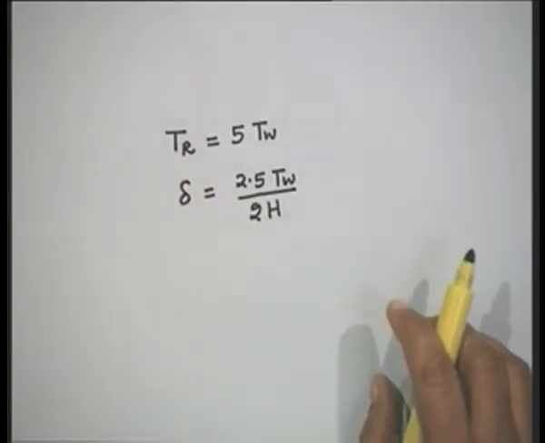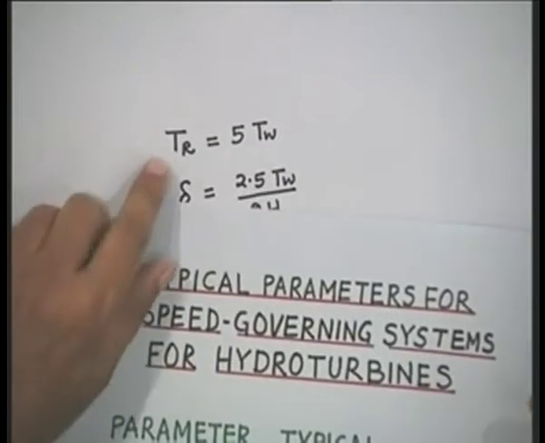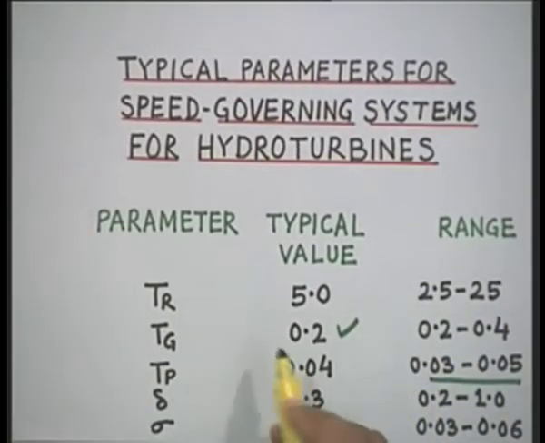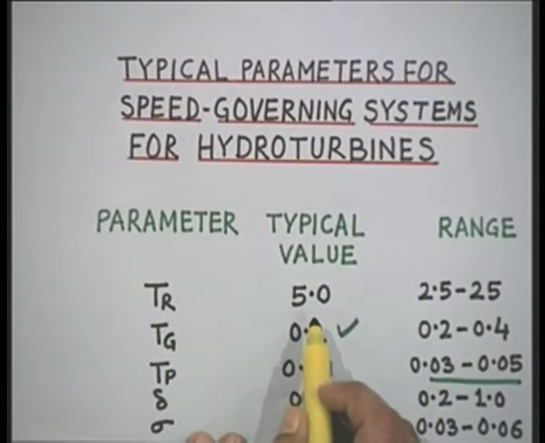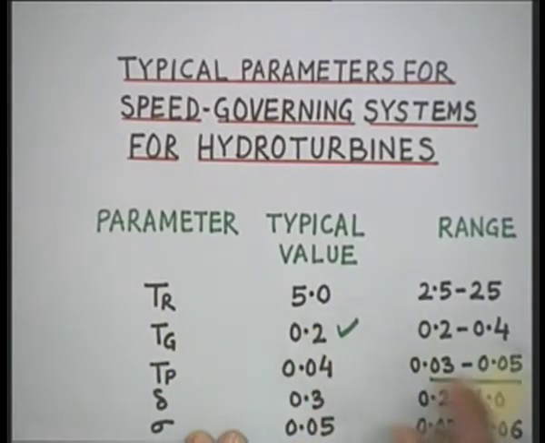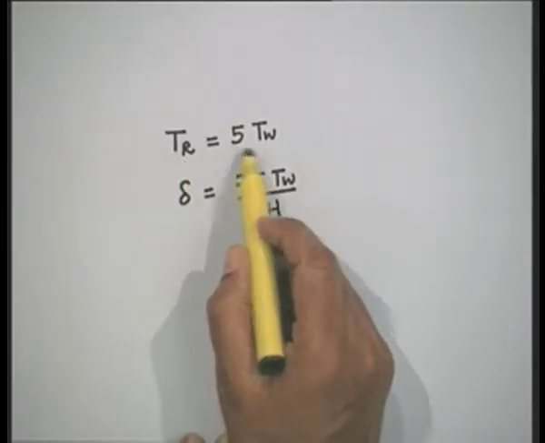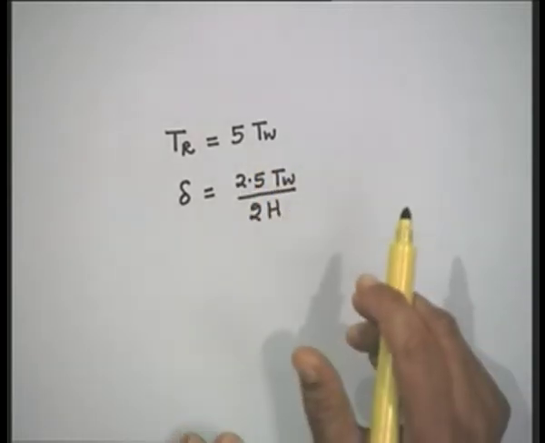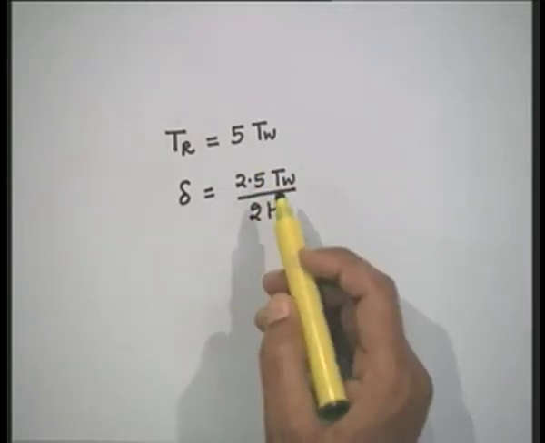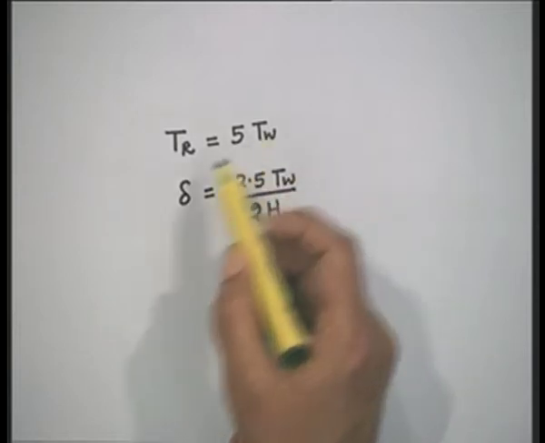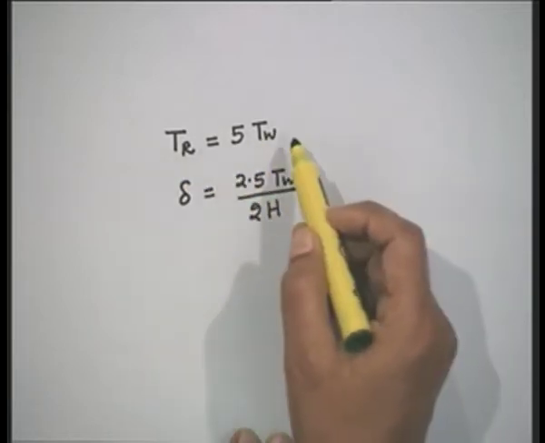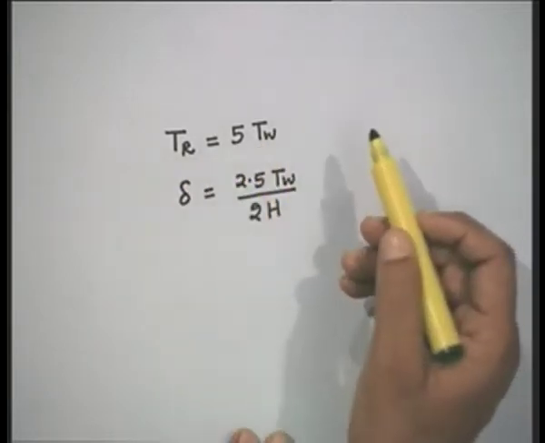Further, this time constant TR depends upon the water starting time constant, right. Therefore, the typical value is that TR should be equal to 5 times TW. This is a thumb rule. Okay. And suppose if TW is 1, then TR is 5. Suppose TW is 2, TR becomes 10, and so on.